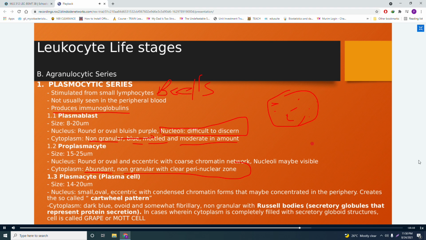So again, class, if the question is, what do you call the ovoid bodies found in the cytoplasm of the plasma cell? The answer is your Russell bodies. Okay? Now, class, in cases where there are too many Russell bodies in the cytoplasm, your cell becomes a grape or morula cell. Grape or morula cell.